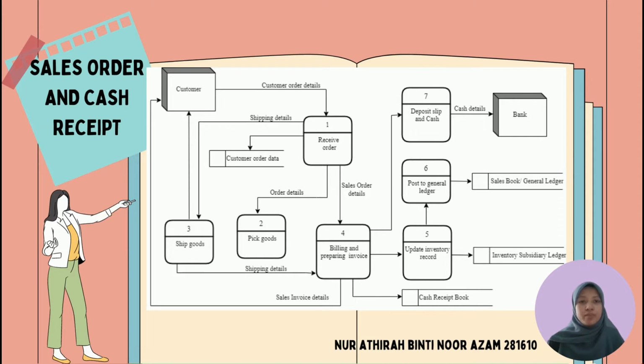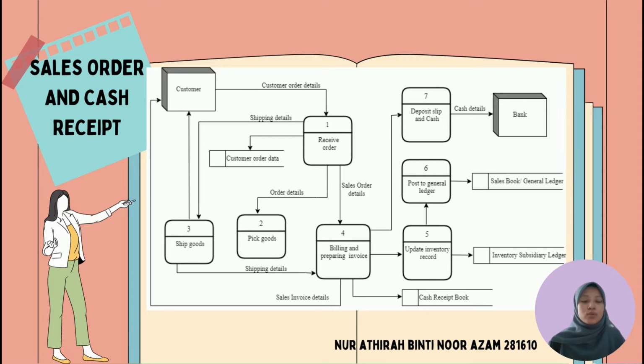I will continue with the logical data flow diagram. The logical data flow diagram starts with the customer, who is an external entity, who will send the order to Wawa Fresh Mart, and then Wawa Fresh Mart will receive the order. That will be the first process. After receiving the order, they will update or save the order details in the customer order data. And then they will also send the order details to the pick good process, and then they will also send the shipping details to the ship good process for customer request for delivery.